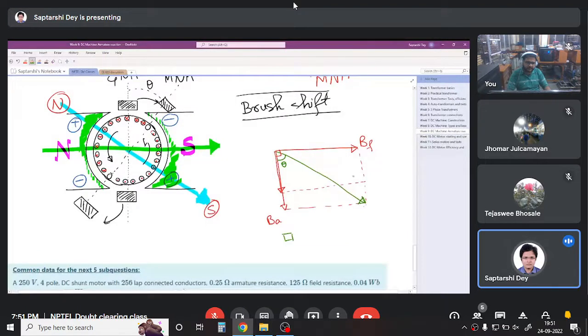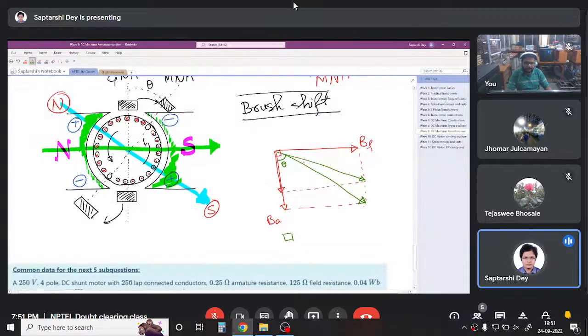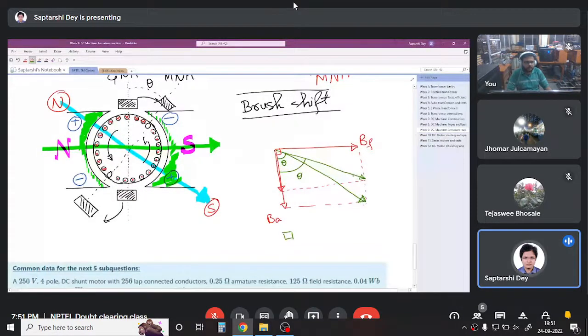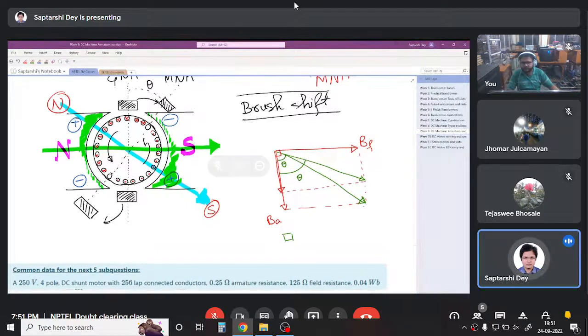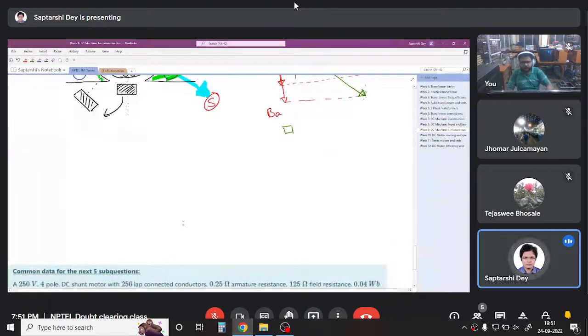Resultant magnitude has changed. That is not a concern. The concern is this: the angle has changed. It is now at some other angle. So I have to keep on shifting the brush depending on the load. That is not possible, right? That is why this is a problem. You cannot have a constant brush shift, and variable brush shift is not possible. That is the reason why brush shift is not a stable or steady solution for armature reaction.